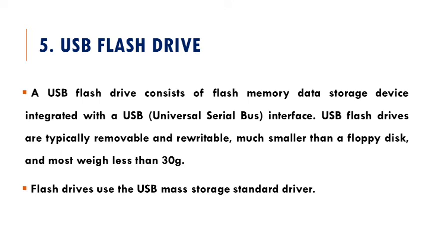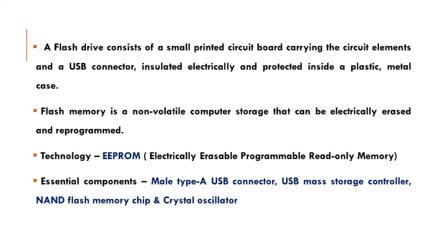Then we have the most important topic, the fifth topic of this module, which is the USB flash drive. So a USB flash drive, which is also known by the name the thumb drive or the pen drive, consists of a flash memory data storage device integrated with a USB (universal serial bus) 1.1 or 2.0 interface, and now we have USB 3.0 also available. And the USB flash drives are typically removable and rewritable, much smaller than a floppy disk, and most weigh less than 30 grams. So these are the important aspects regarding the USB flash drive.